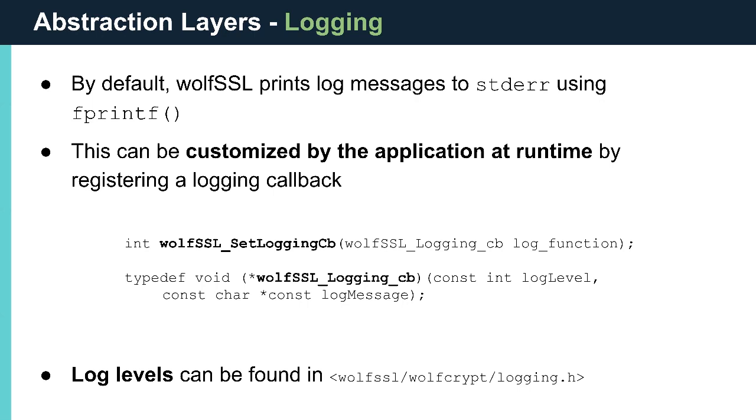When your logging callback is called, you'll essentially get a log level and then just the log message, or you can print or send that log message anywhere you'd like to. Our log levels can be found in wolfssl/wolfcrypt/logging.h. You might want to put this to standard out. You might want to put logging to a file. You might want to even just open up a socket and send it over a TCP socket.